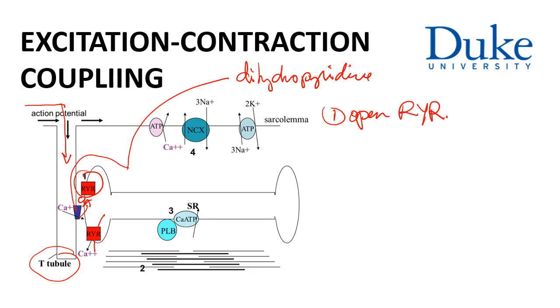As we open the ryanodine channel on the SR, calcium leaves the sarcoplasmic reticulum and bathes all of the myofibrils. And this is what's shown here in step 2. So we now have calcium engaging with the myofibrils, or the myofilaments. And that is actin and myosin.